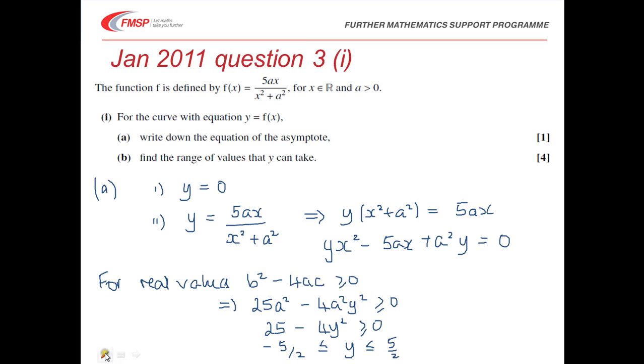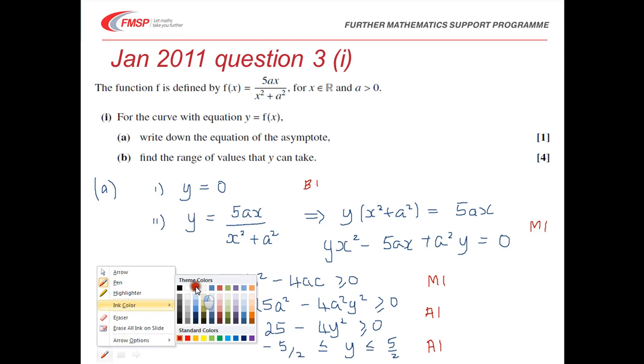So in terms of marks for that question, the 5 marks for part 1, well, there was just 1 mark here, a statement mark for writing down the equation of the asymptote. There was a method mark for expressing our function as a quadratic in x, and also another one for seeing that real values would exist when b squared minus 4ac is greater than or equal to 0, and an accuracy mark for getting our inequality, and a further accuracy mark for getting the correct range of values.